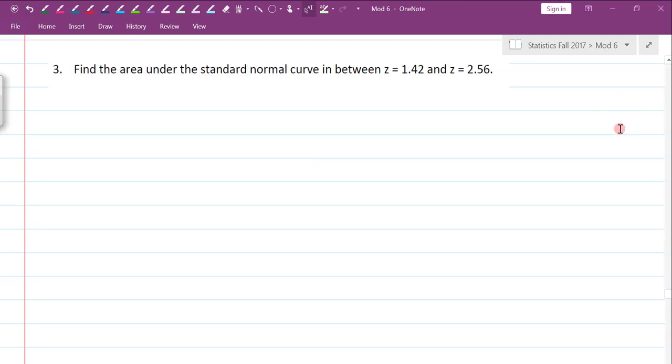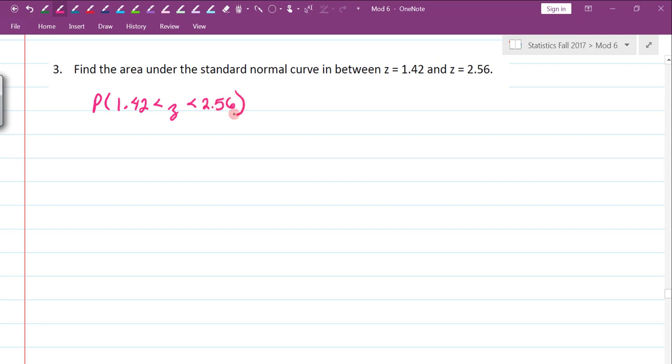Okay, I'm assuming that if you're here right now, you wanted to see the explanation. So it says, find the area under the standard normal curve in between z equals 1.425 and z equals 2.56. Let's write that down as a probability. This is the probability that 1.42 is less than z, which is less than 2.56. Okay, that's mathematically written down.